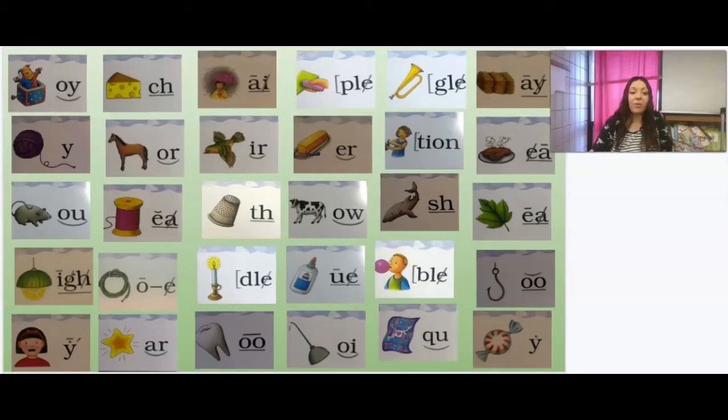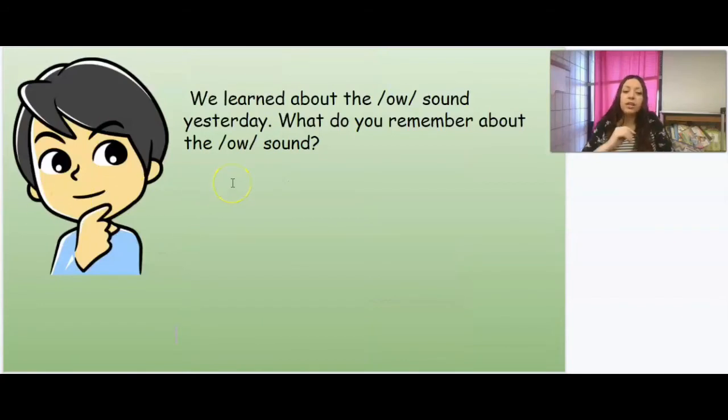We have that vowel Y. Very good. All right. We learned about the ow sound yesterday. What do you remember about the ow sound? What letters can make that ow sound? That's right. It can be OU like in house, or it can be OW like in cow. Can make that ow sound.